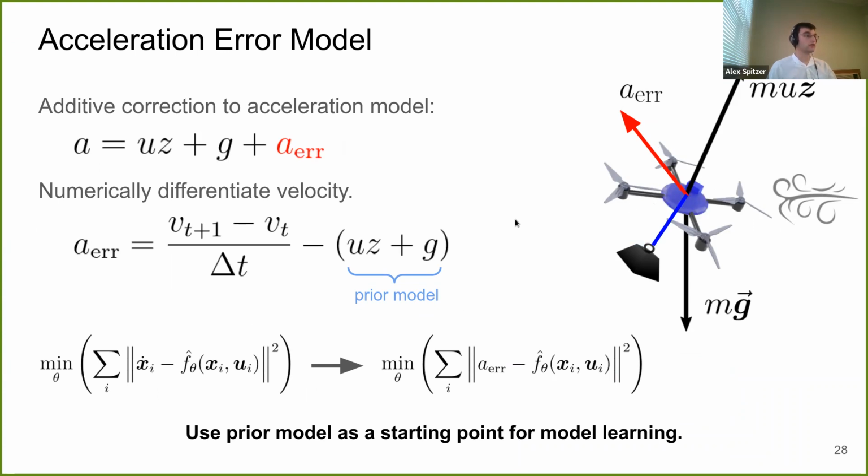What we can do is compare what actually happened to the robot, so the actual acceleration, and what we thought happened using our prior model, which is the sum of these two forces. And we just want to predict that difference. That's going to be our acceleration model. The important thing here is that we're using the prior model as a starting point, because this prior model actually does quite well when you're flying at low speeds. So you want to build on it and not lose anything by doing model learning.